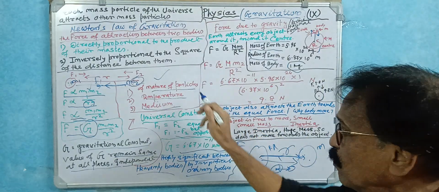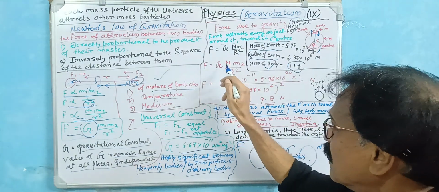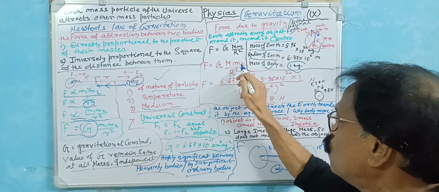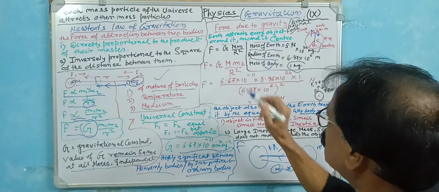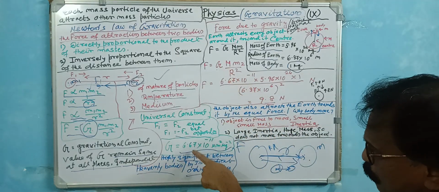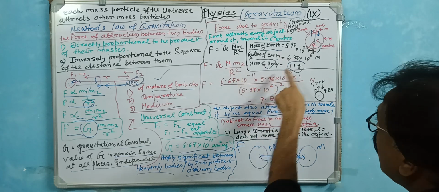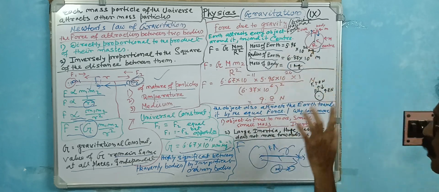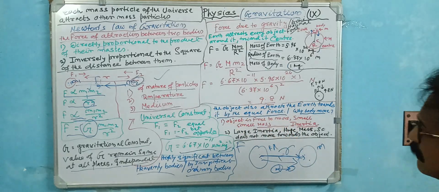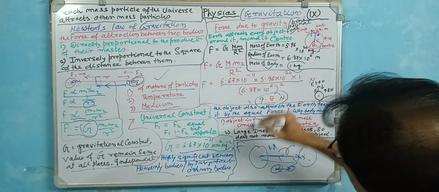So you know the formula, F = G M m / R², where capital M is the mass of the earth, m is the mass of the body, and R is the radius. So you just put in the values: G, the value is 6.37, the mass of the earth is 5.96 × 10^24, and the radius squared. Ultimately, the calculation gives 9.8 Newton.